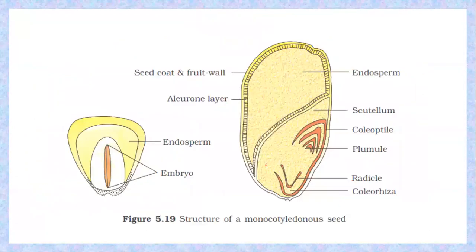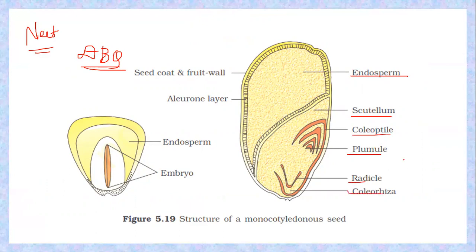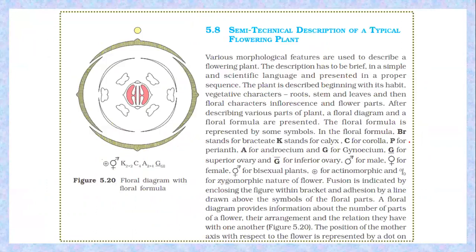Yes, moving on. This is a very important diagram for your NEET exam. Diagram-based questions can be asked in your exam. Endosperm, scutellum, plumule covered by coleoptile, and radicle covered by coleorhiza. These four labelings are very important and are previous year questions. Next is a semi-technical description of a typical flowering plant.